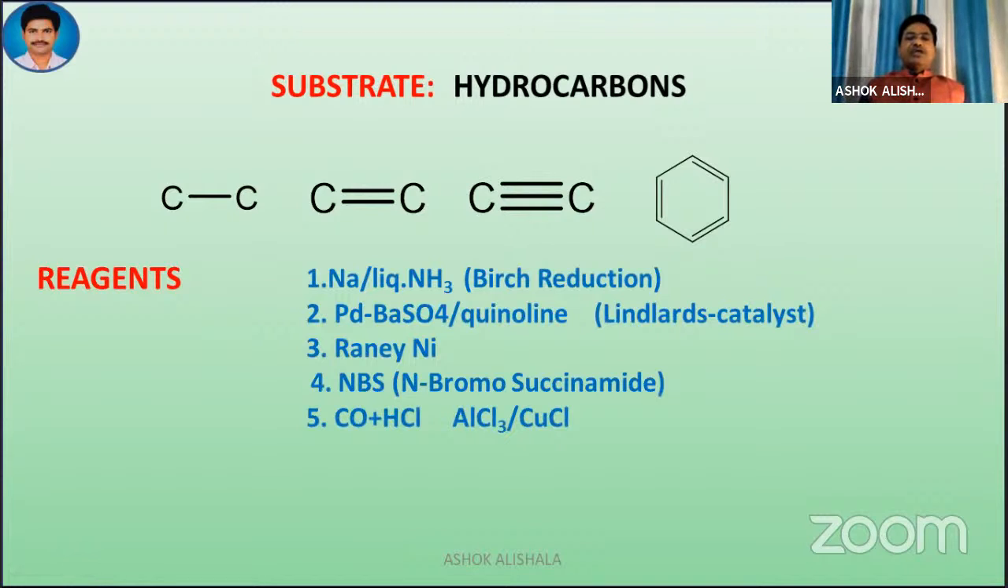One is sodium in liquid ammonia. This we call the Birch reduction. Another one is palladium barium sulfate in quinoline. That is called Lindlar's catalyst. The third one is Raney nickel. The fourth one is NBS, N-bromosuccinimide. And the fifth one is carbon monoxide plus HCl in the presence of either AlCl3 or CuCl. Let us see what happens when these react, or what is the action of these reagents on the substrate.